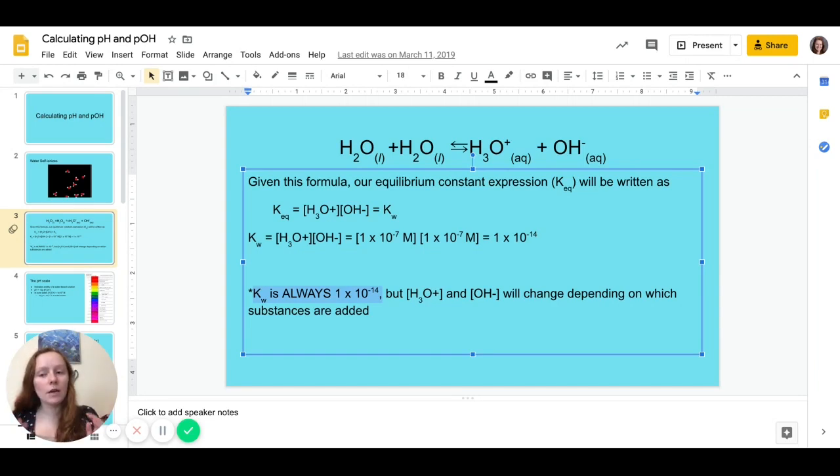The main thing that I want you to take away is that water will dissociate and combine itself back together. But because when it dissociates, it creates one acid and one base particle, they cancel each other out. And that's why water is neutral.